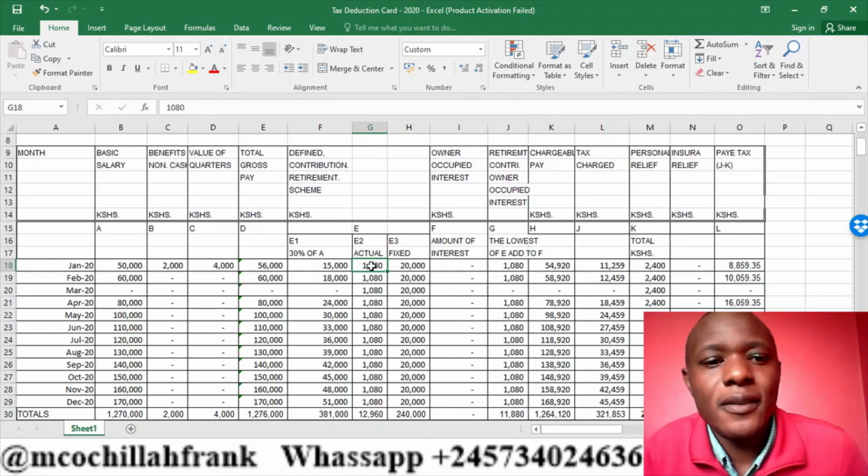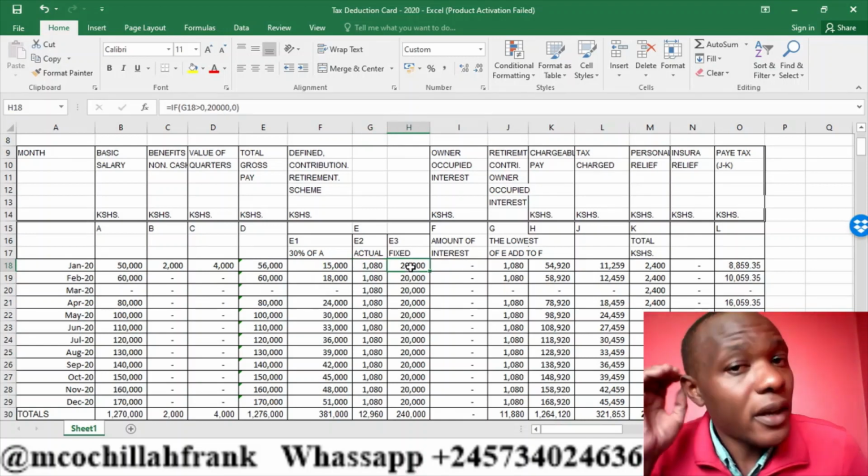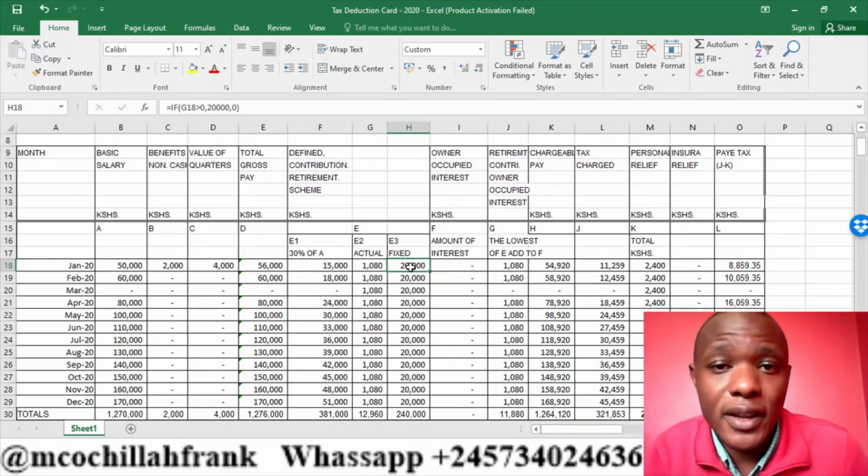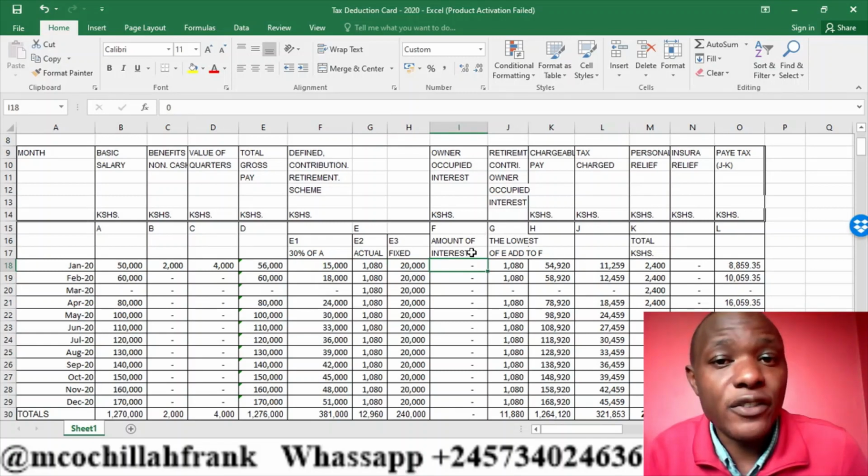You understand? And that is in the new NSSF rate. So if you're using the new NSSF rate, this figure is capped and has a limit of 20,000. So if you contributed more than 20,000 to your social security, you can only claim up to 20,000. You understand? So this one here is now what we call the mortgage. If you're given any mortgage, the interest you can put there.